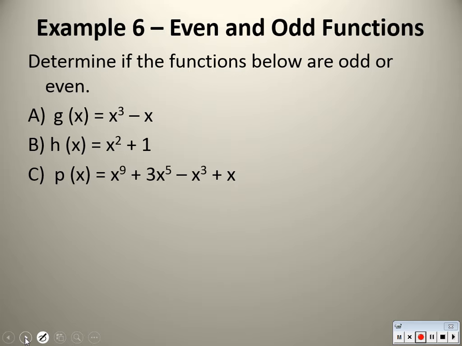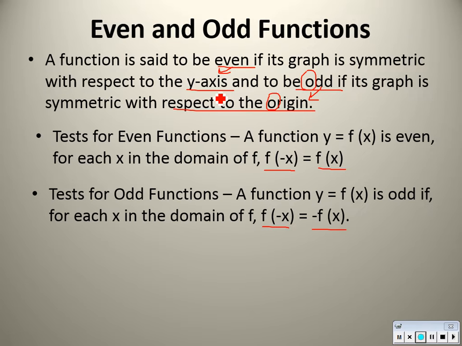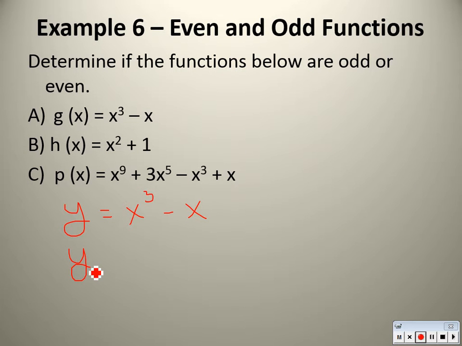For part A, g of x equals x cubed minus x. So I'm going to start with making this y equals x cubed minus x. I'm going to do the even functions first, and then we'll do the origins after. Remember, an even function is symmetric to the y-axis, so we want to make x negative. So I got y equals negative x cubed minus negative x, and when I simplify that, I get y equals negative x cubed plus x.